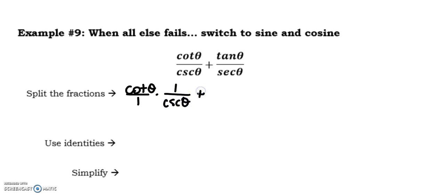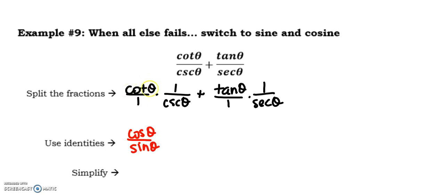I had on the last one. And then this one will become tangent of theta over 1 times 1 over secant of theta. So I'm just splitting up those fractions. Using identities then, cotangent becomes cosine over sine. I remember that one because co comes first. Cotangent has cosine in the numerator.